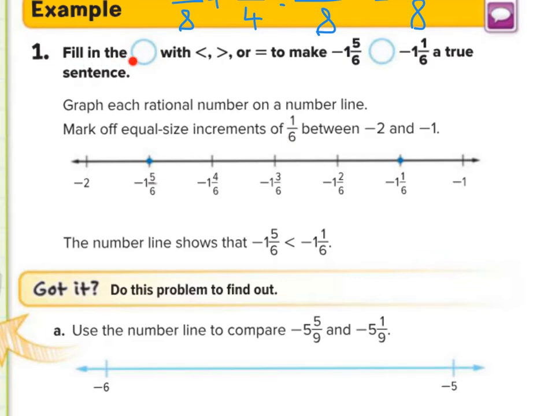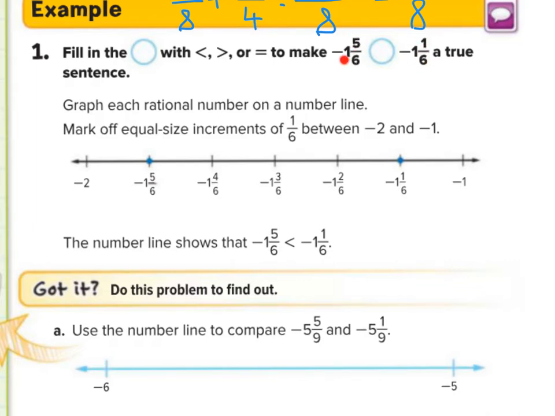So fill in the blank with less than, greater than, or equal to to make -1 and 5/6 and -1 and 1/6 a true statement. A true statement means you're completing the statement. Is it less than, greater than, or equal to in here? Graph each rational number on a number line. Mark off equal size increments of 1/6 between -2 and -1, right? Because we broke the wholes into 6. You see, these are broken into 6. This is 5/6 and 1/6.